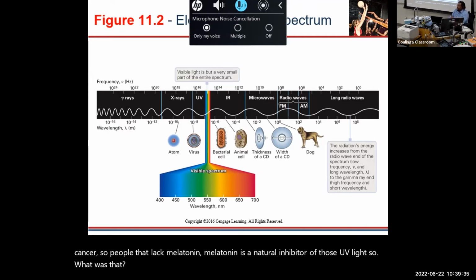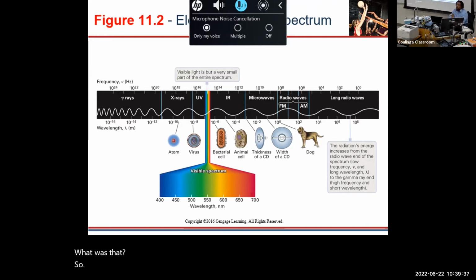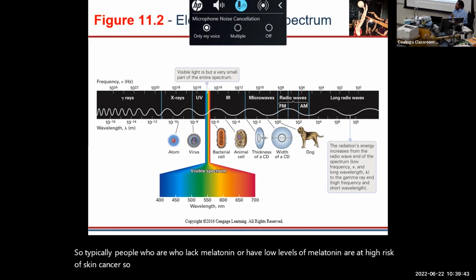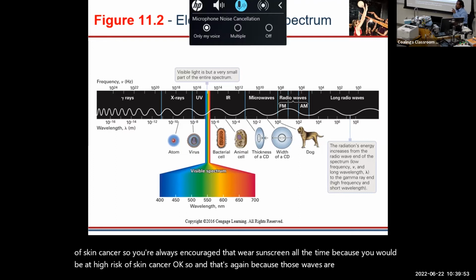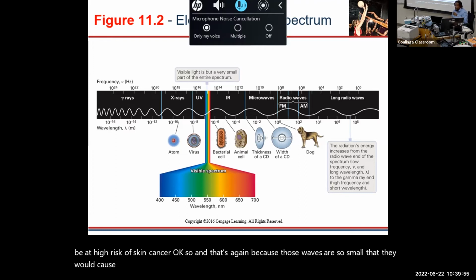Typically people who lack melatonin or have low levels of melatonin are at high risk of skin cancer. So you're always encouraged to wear sunscreen all the time because you would be at high risk of skin cancer. And that's because those waves are so small that they can cause damage to your cells, which would also damage parts of your DNA.